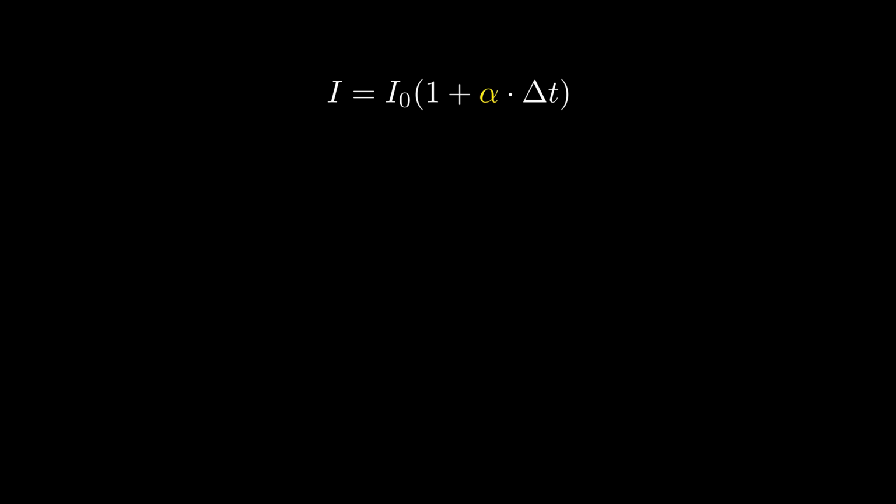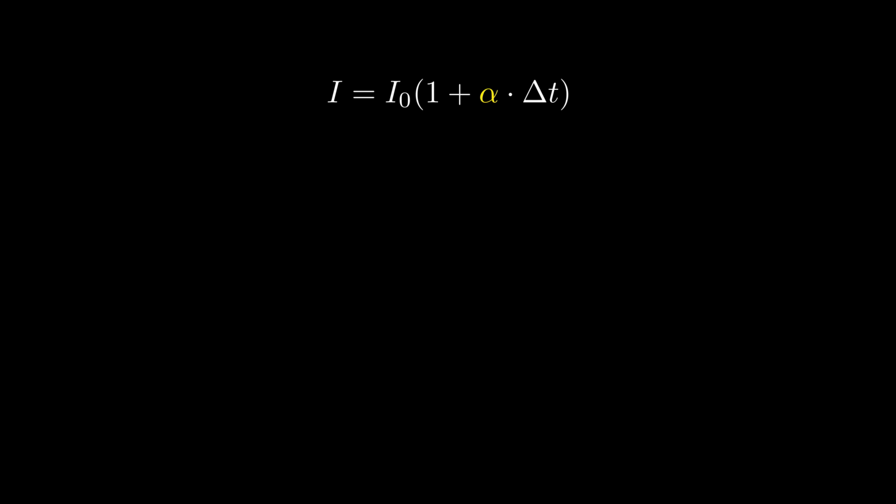Since the variable we want to solve for, alpha, is inside parentheses, we can distribute the coefficient in front of the parentheses, denoted as I0, to expand the parentheses. Inside the parentheses, there are two terms, 1 and alpha times delta t. Addition and subtraction separate terms, while multiplication combines them, so alpha times delta t is treated as one term.